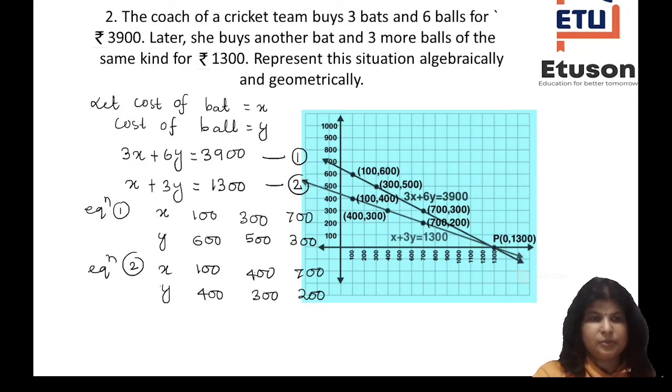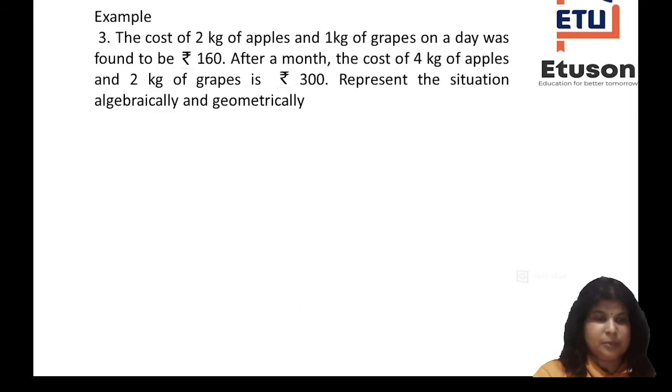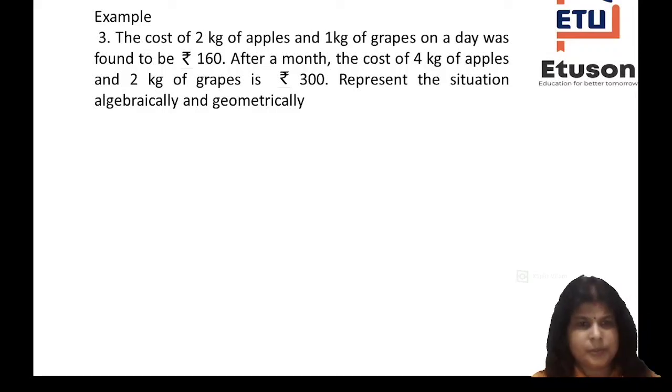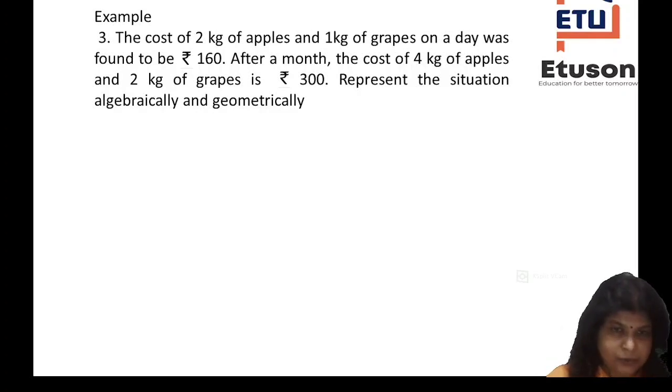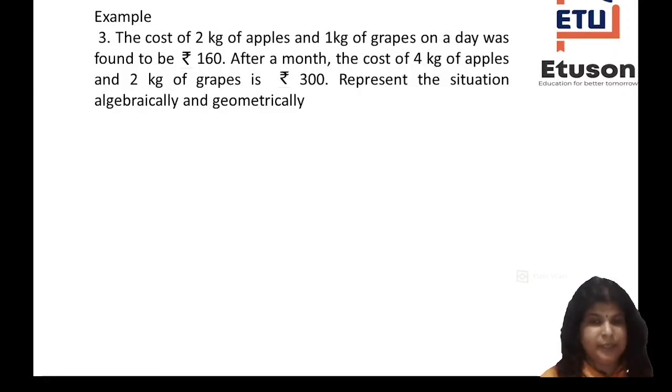Okay, so now let us go to the third problem, because there were only 3 problems here. So this is not an example problem, this is a question from your exercise. The cost of 2 kg of apples and 1 kg of grapes on a day was found to be rupees 160. After a month, the cost of 4 kg of apple and 2 kg of grape is rupees 300. Represent the situation.